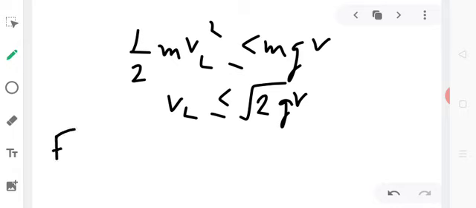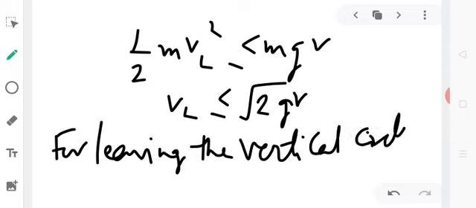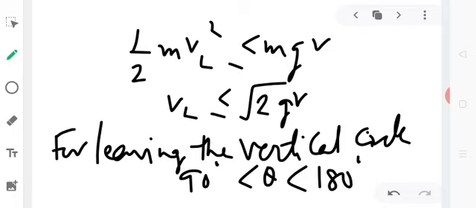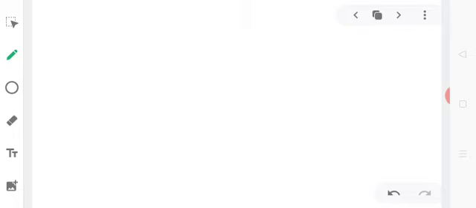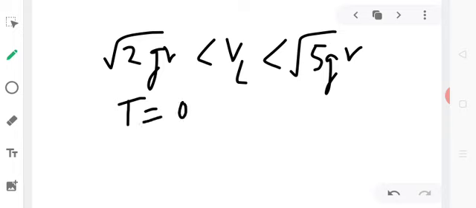Third, for leaving the vertical circle, for this condition, we have root over 2gr less than VL less than root over 5gr. At this point of leaving the circle, T is equal to 0, but velocity is not equal to 0.